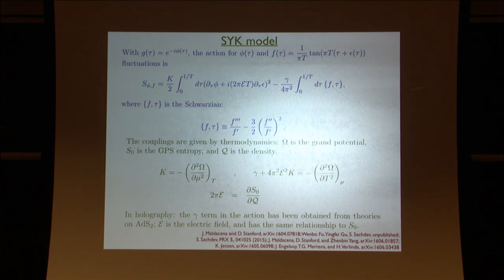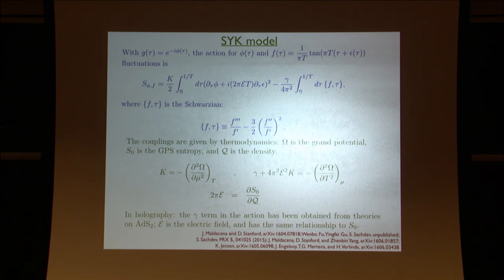So this is the kind of action we got in recent work, with Yingfei Gu and Wenbo Fu. That Schwarzian action many other people got represents the fluctuation of f of tau, basically energy fluctuations. Then this K you can think of as the compressibility, multiplying d tau phi. And there's a cross term between them, which is again given by the same electric field parameter E. That's kind of like a thermoelectric effect, connecting number and energy fluctuations.